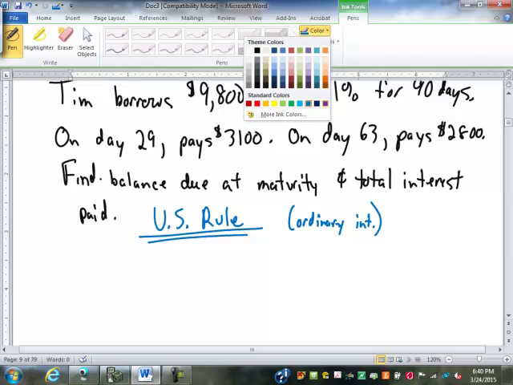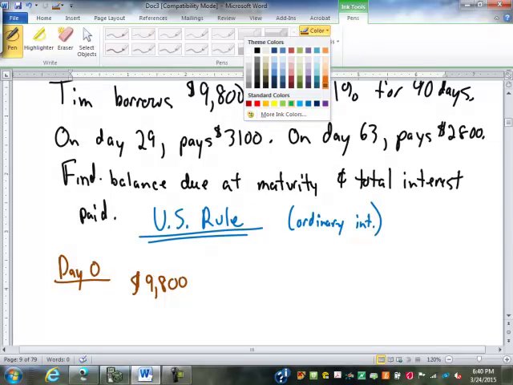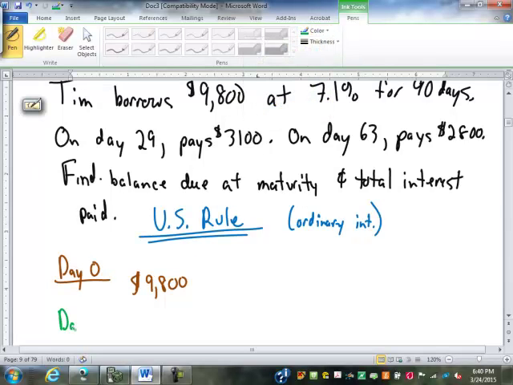So let's take a peek at this. Now this loan originated on day 0 for $9,800. After that, what is the next action on the loan? On day 29, and that action is a $3,100 payment. You paid $3,100. So we're at 7.1%. I'm going to bring that down here.